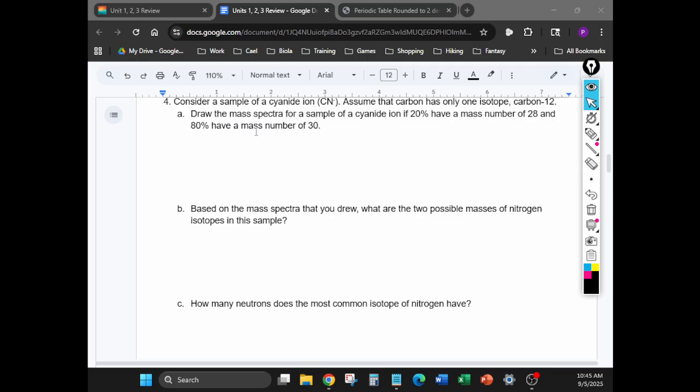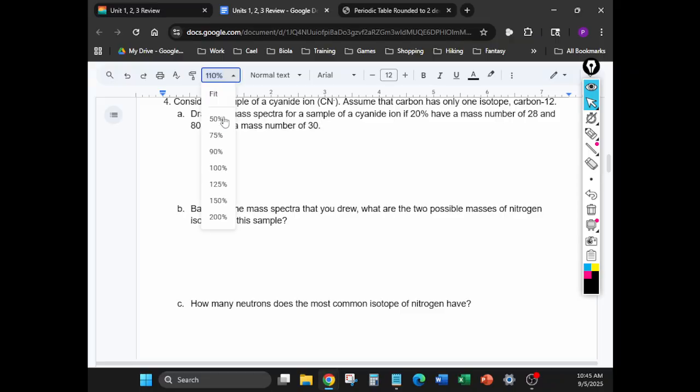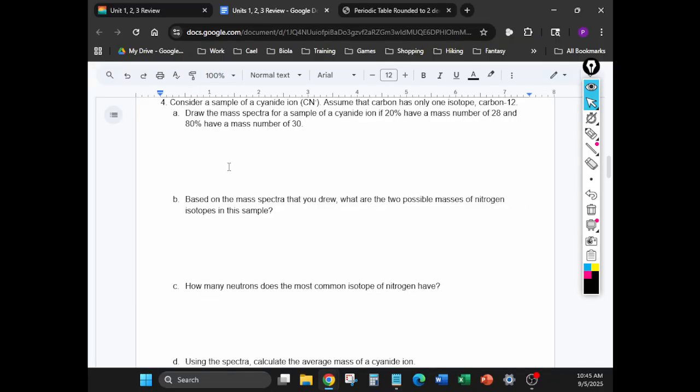So this is actually pulled from one of the past AP tests, and you will have a question like this on your exam. This was a little bit different because usually when we look at isotopes, we're just talking about one element, right? However, for this one, we're going to be looking at the mass spectra of a molecule. So a little bit trickier, but the same principles apply.